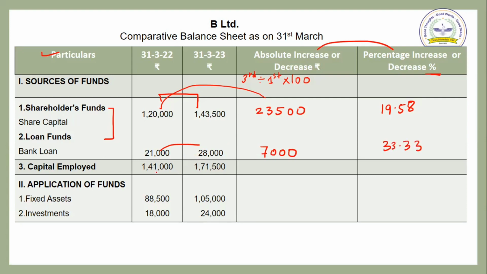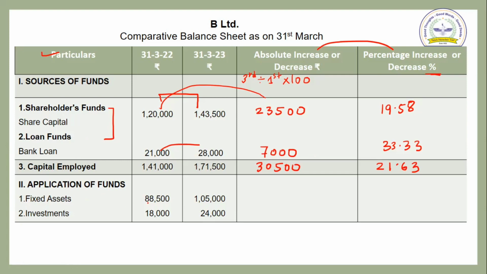Same way, 1,41,000, 1,71,500. Difference is of students 30,500 rupees. Same we are going to divide 30,500 by 1,41,000 multiply by 100. We are going to get the answer 21.63%. This is the total of this. This is capital employed. Now we are going to see application of funds.